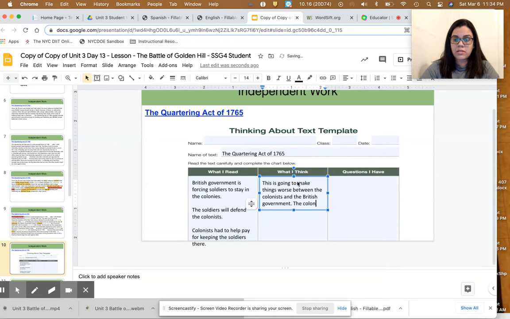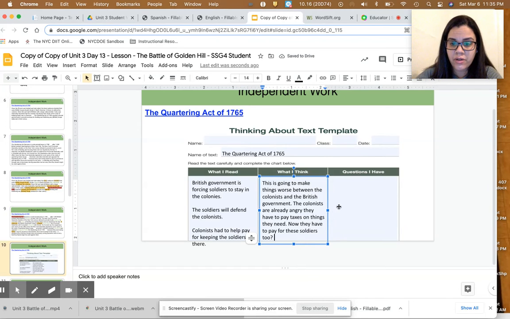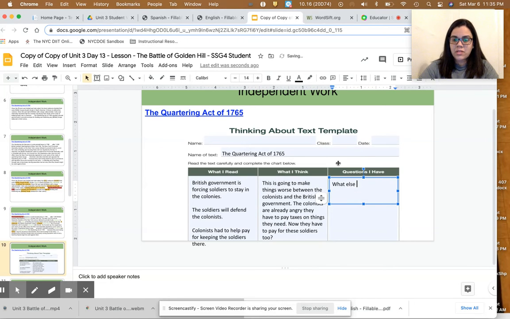The colonists are already angry. They have to pay taxes on things they need. Now they have to pay for these soldiers too. That's really unfair. Now I'm thinking, what else, right? Like, how much worse is this going to get? What else is the British government going to make the colonists do?